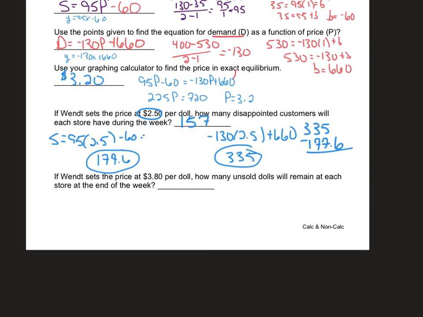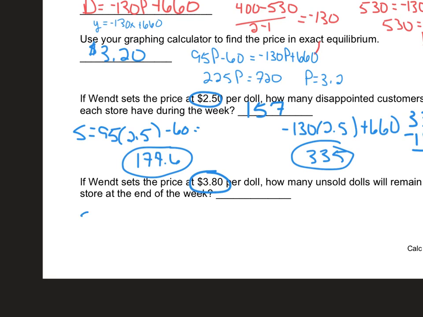The next one kind of asks the same thing. What if it sets the price at $380 per doll? How many unsold dolls remain at each store? So at $250, they couldn't get enough to sell. Here, apparently, we're going to have too many. So we do the same thing, though. S is equal to 95 times 3.8 minus 60.